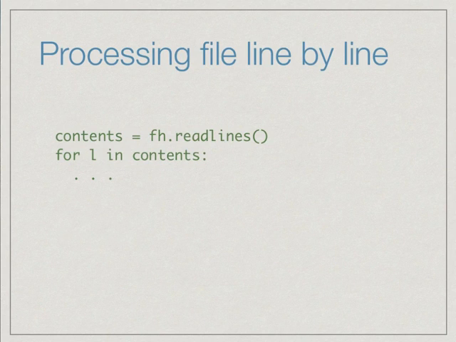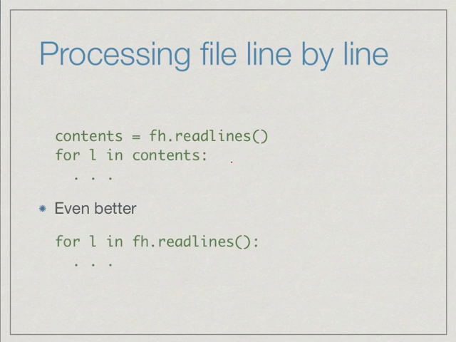So here is a typical thing that you would like to do in Python, which is to process a file line by line. So the natural way to do this is to read the lines into a list and then process the list using a for. So you say contents is fh.readlines, and then for each line in contents you do something with it. You can actually do this in a more compact way. You can do away with the name contents and just read directly every line returned by the function fh.readlines. So this is an equivalent formulation of the same loop.